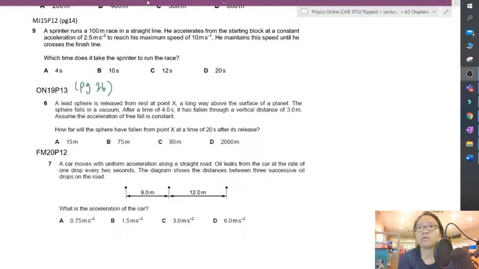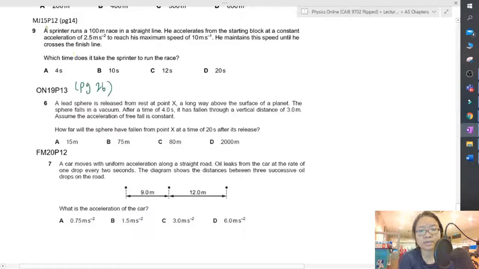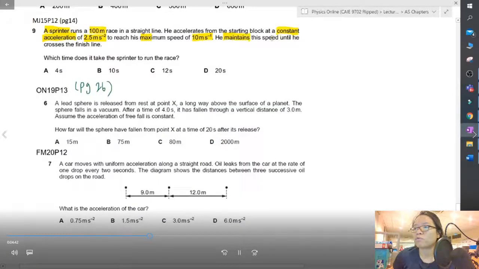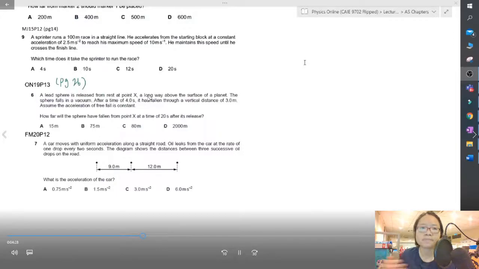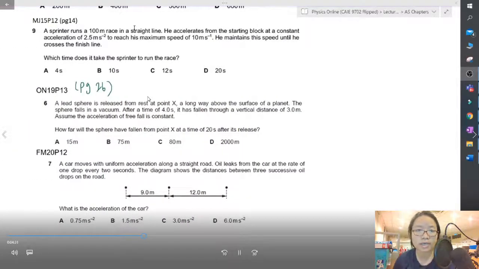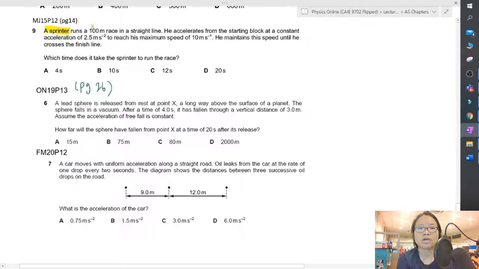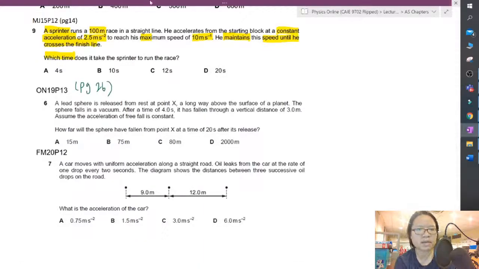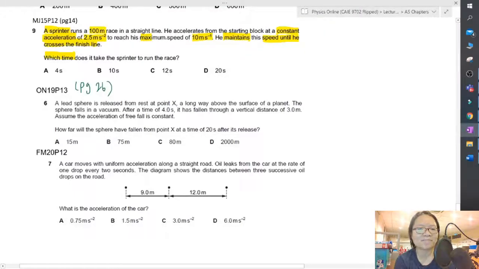So, I'm going to start off with a very recent past year question from ON19, paper 13. This is on page 26. No, I'll start with the earlier one first. My bad. Okay, so May/June 15, paper 12, page 14. Here you have a sprinter running a 100-meter race in a straight line. He accelerates from the starting block at a constant acceleration of 2.5, reaches his maximum speed of 10 meters per second, and maintains the speed until he crosses the finish line. Which time does it take the sprinter to run the race?